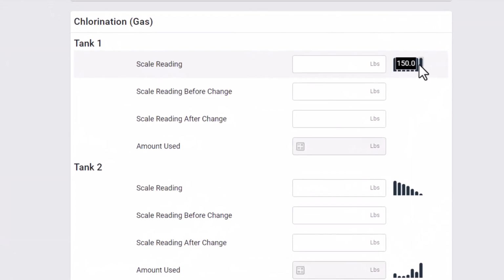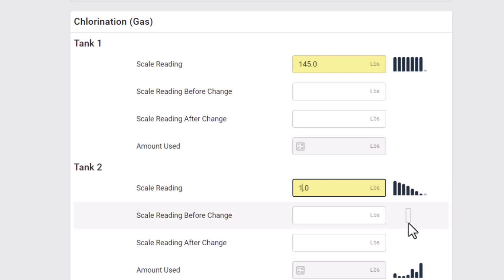And let's say overnight the chlorine cylinder changed. So we're going to put in a reading here of, we'll just say it's 145 pounds. But when we came to this tank, it wasn't quite at 0. It was actually reading 1 pound, even though the chlorinator switched it over. So we're going to have to put down that our current reading is 1.